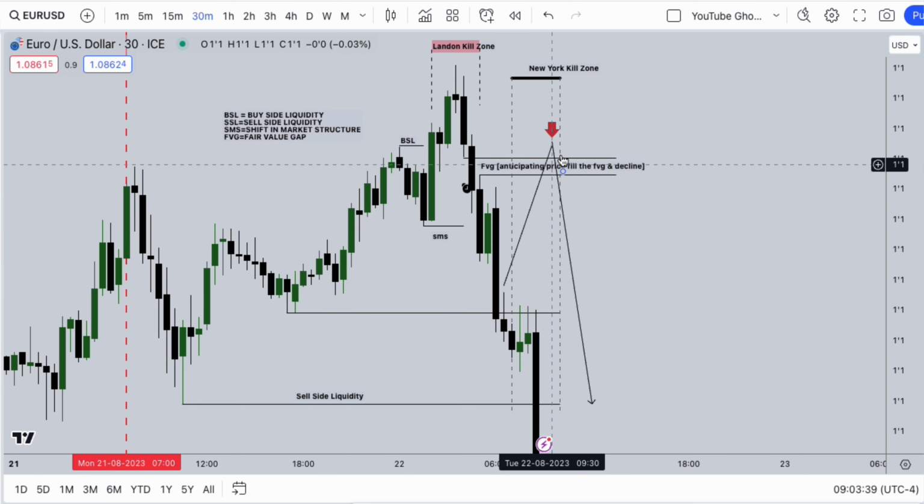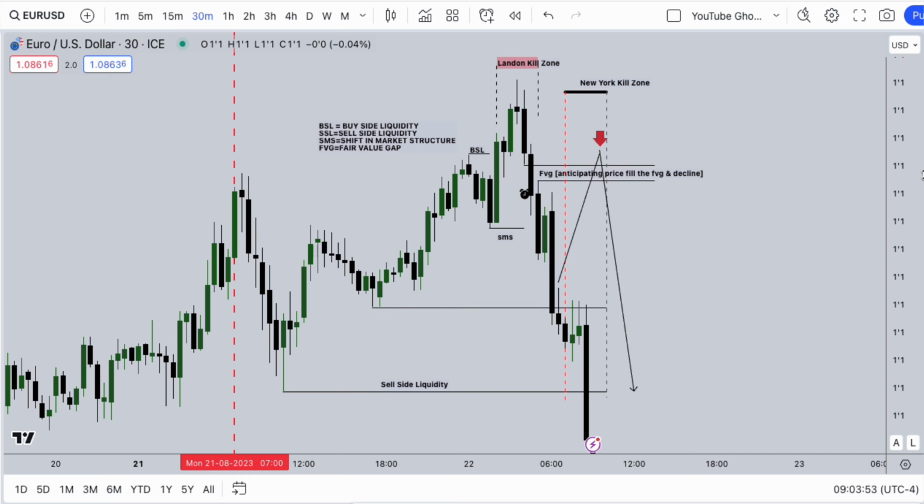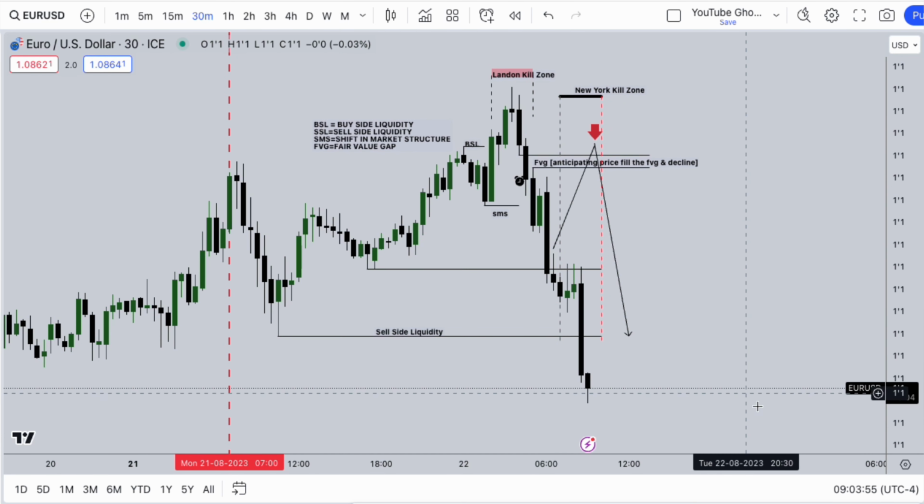I was supposed to have a trade, but yeah, things happened. Price didn't get to that level. It quickly went down before it got to this fair value gap. So guess what? I don't have a trade. My day has been ruined. I'm just joking.